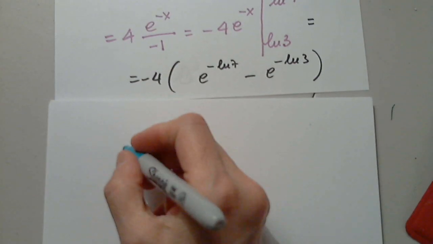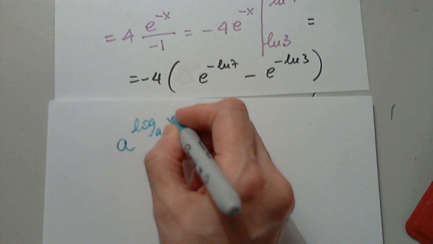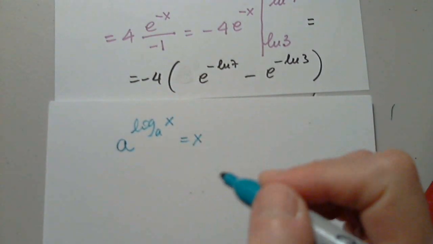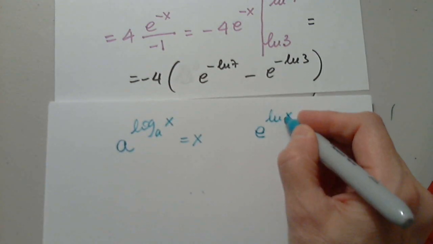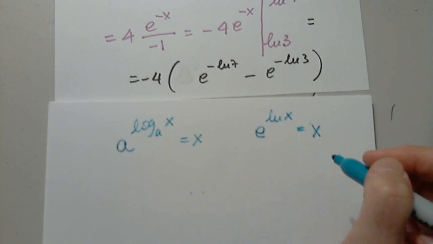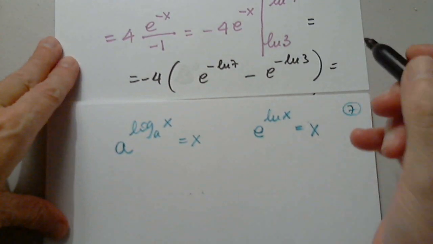So a to log base a of x is x, or e to natural log x is x. So this is a property of the natural log functions that we did not super emphasize in chapter 2. So I don't expect you to do this, but I will show you with the calculator.